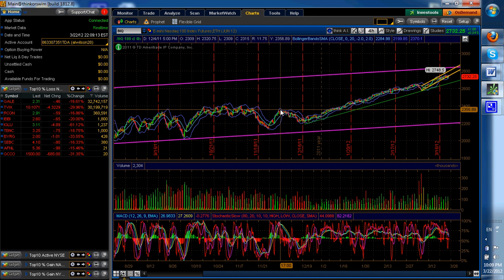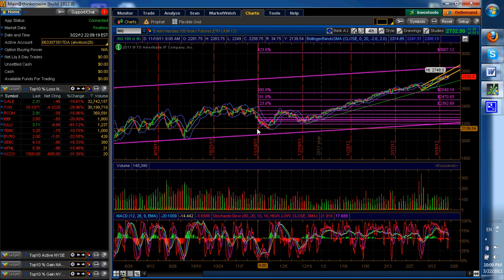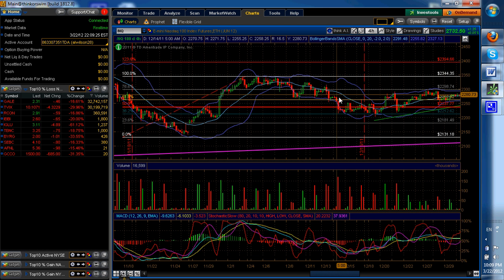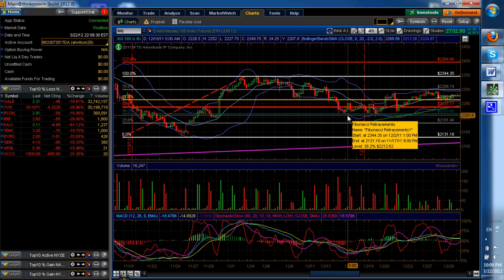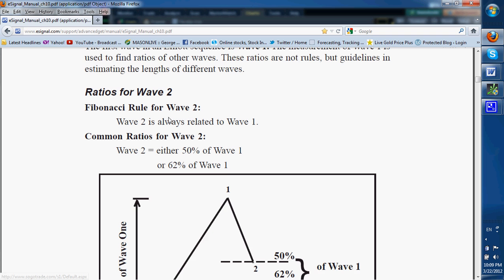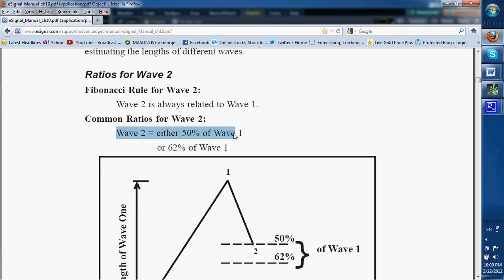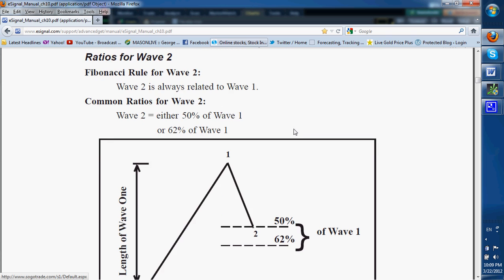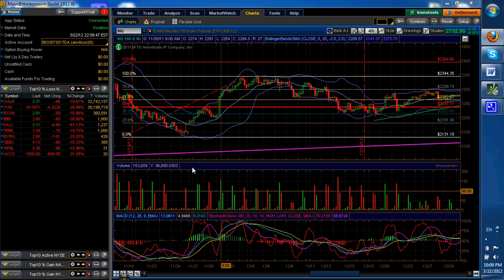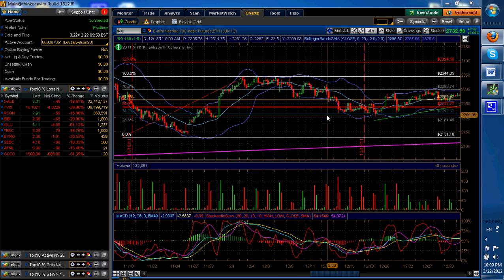And to prove that, if we draw a Fibonacci line from here to here, the length of wave 1, we can see that wave 2, which ended around right here, retraced 38.2%. And if we flip that around and do the inverse, it will be 61.8%. According to our little book right here, it states that wave 2 can either retrace 50% of wave 1 or 62% of wave 1. So that's exactly what we got. We got 61.8% right here, after converting it inversely.